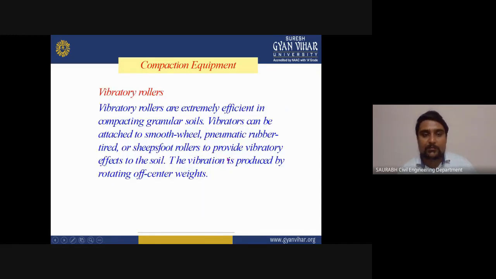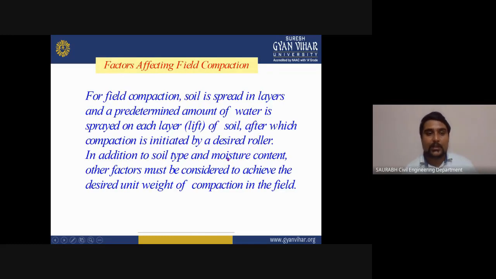And next is the vibratory roller, which is extremely efficient in compacting granular soil, and a vibrator can be attached to a smooth wheel, pneumatic rubber tire, or sheepsfoot roller to provide a vibratory effect on the soil. The vibration is produced by the rotation of an eccentric weight. And now you will see the factors affecting field compaction.